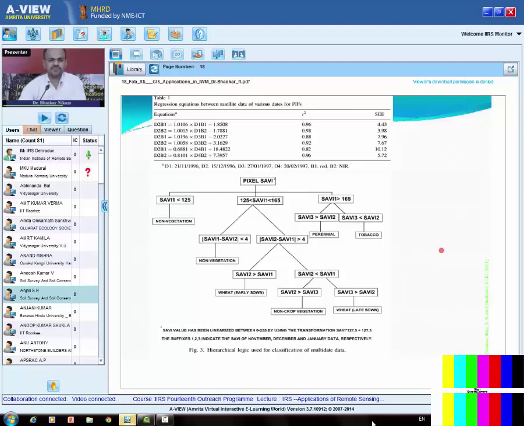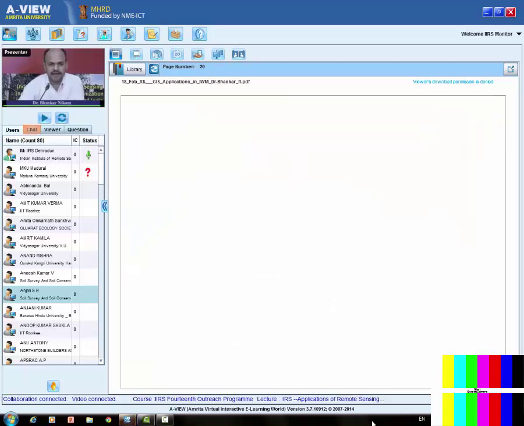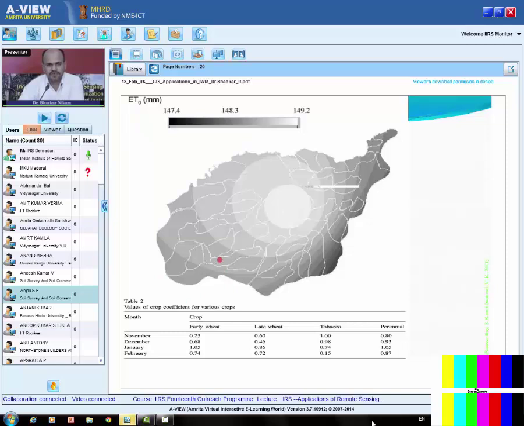So this is a flowchart of a hierarchical classification technique. We have used a threshold technique to classify the vegetation area from non-vegetation area, and among the vegetation area, different crop types. Using this, we have classified the entire land into different crops. Now, because we had only one meteorological station at the center of this command area, we have calculated the potential evapotranspiration, and using the inverse distance weighted method, we have interpolated this.